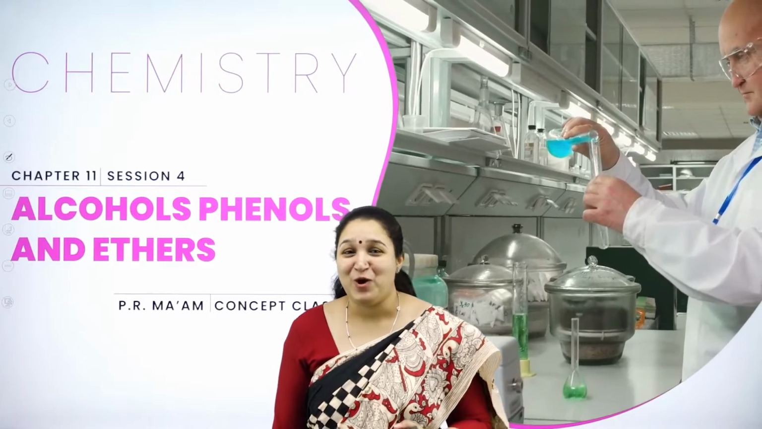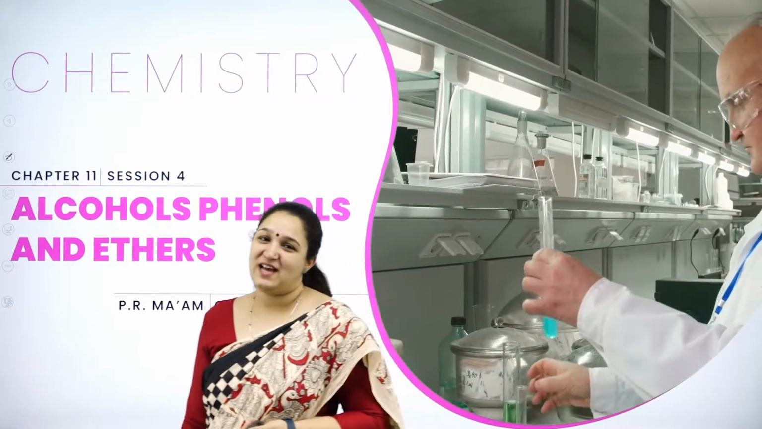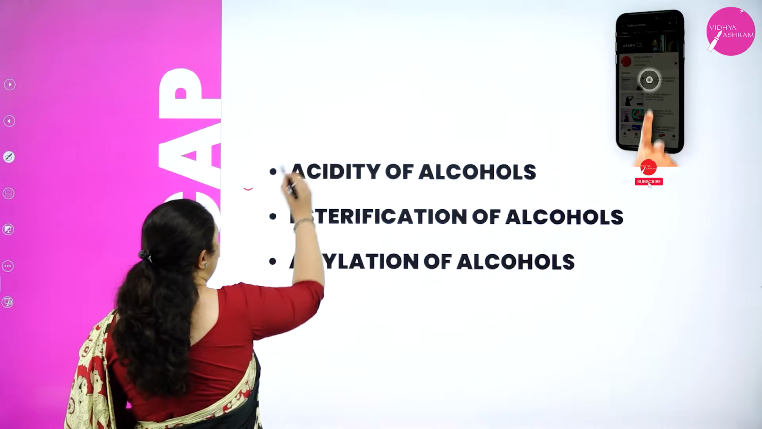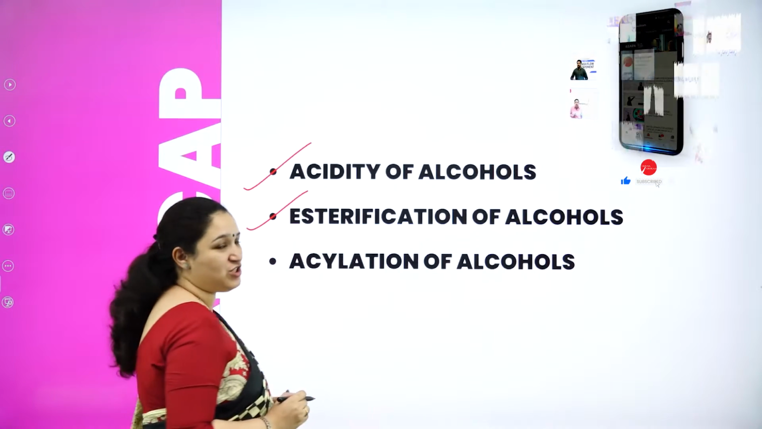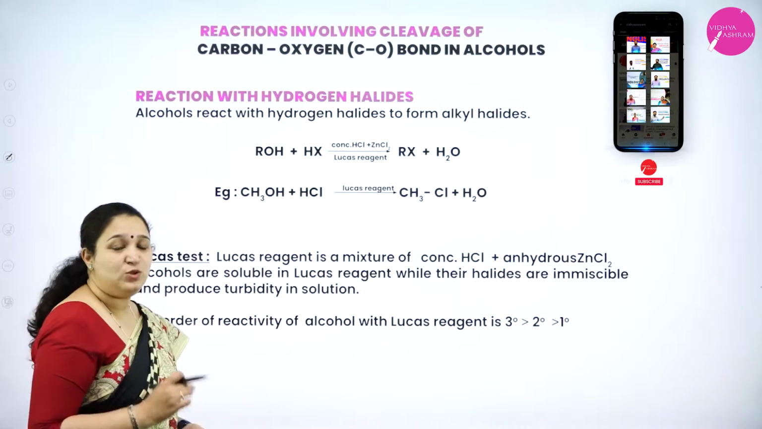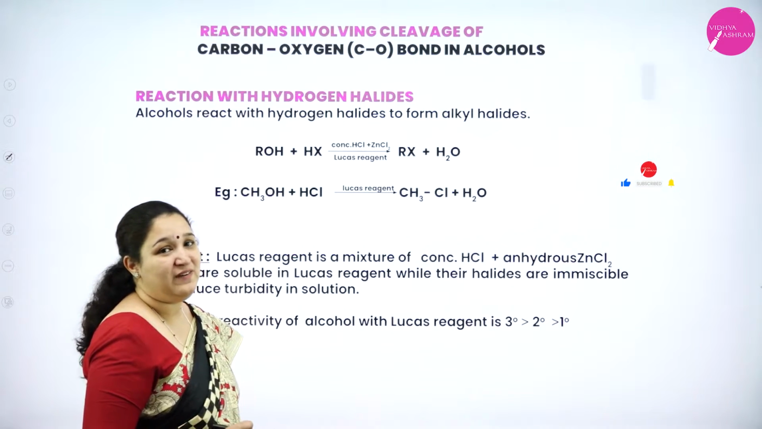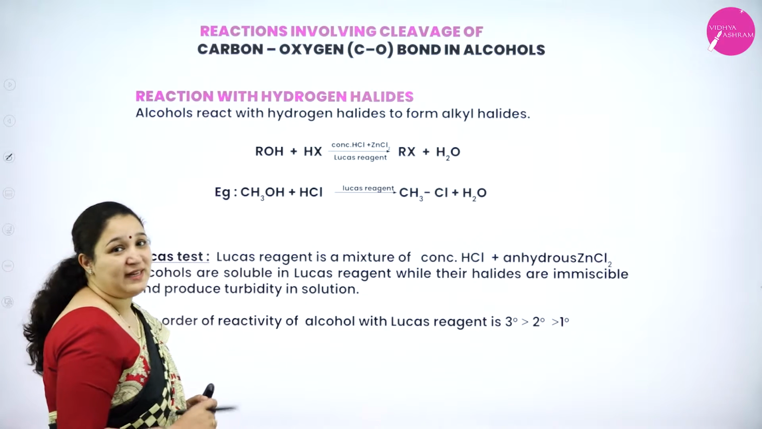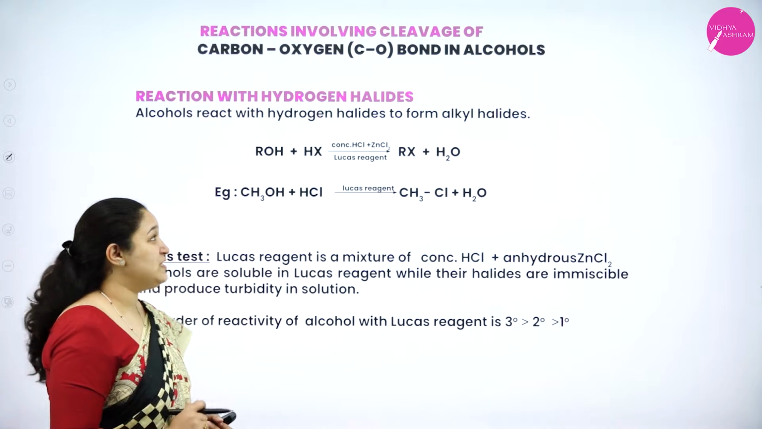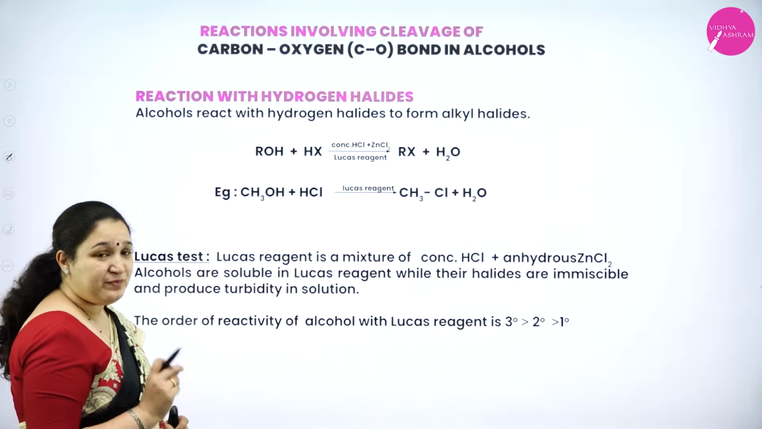Hello my dear students, welcome back to the session 4 on the chapter alcohol, phenols and ethers. Last class we had studied about acidity of alcohols, esterification of alcohols as well as acylation of alcohols. Today we shall continue with the reactions involving cleavage of CO bond, that is carbon oxygen bond in alcohols. So first reaction what we have is reaction with hydrogen halide.